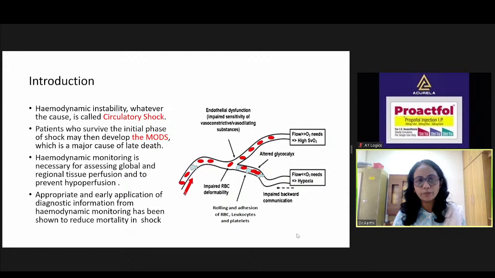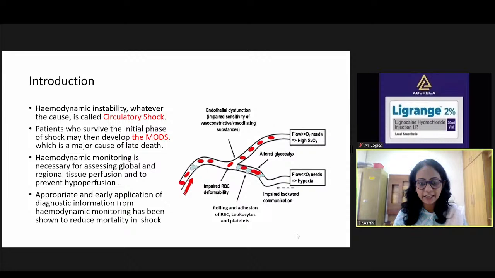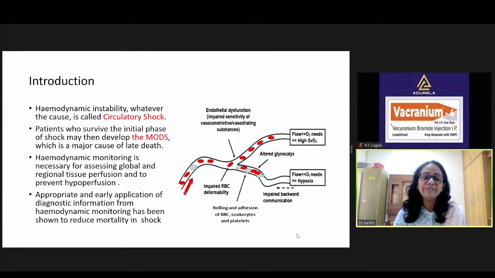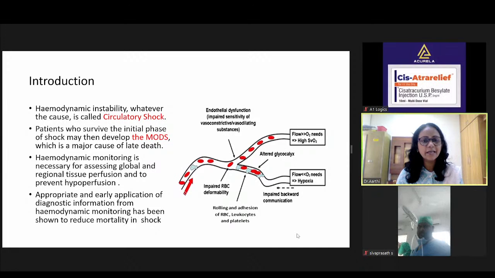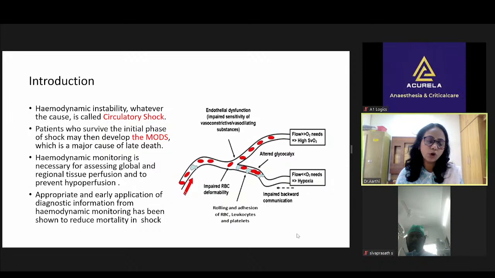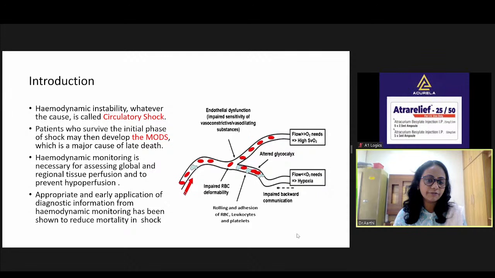Patients who survive the initial phase of shock, even in critical care or the perioperative period, may then go into what is called multi-organ failure, secondary to microcirculatory dysfunction, which is a major cause of late death if this circulatory disturbance is not addressed appropriately. Hence, we need to monitor the hemodynamics to assess the global and regional tissue perfusion to prevent hypoperfusion, and hence to prevent circulatory shock and the long-term and short-term morbidity and mortality.